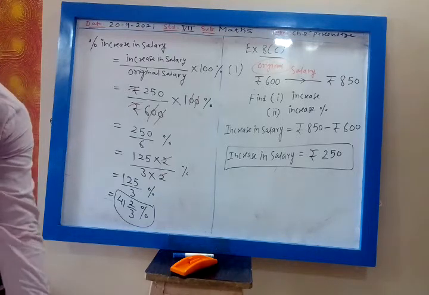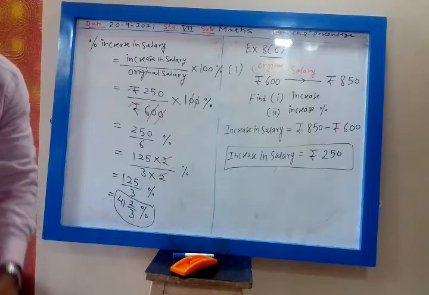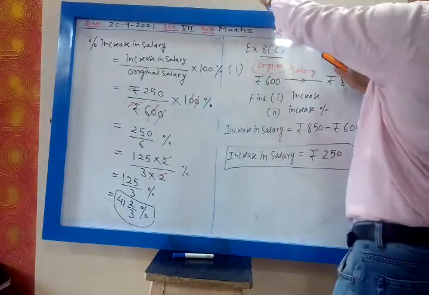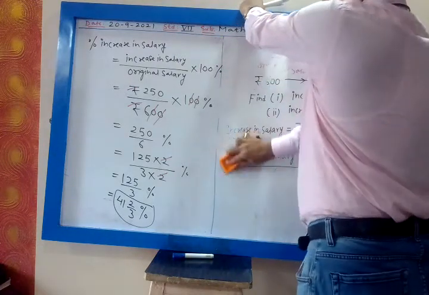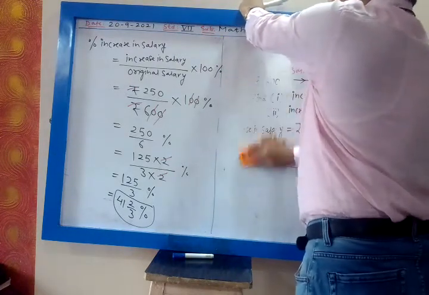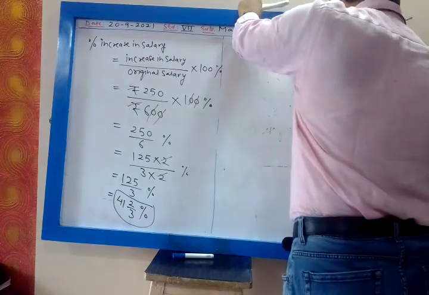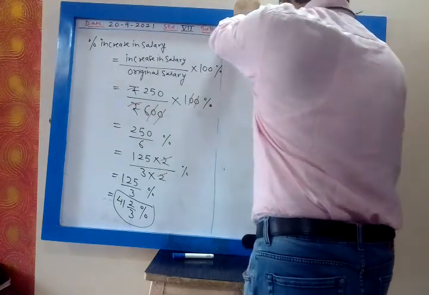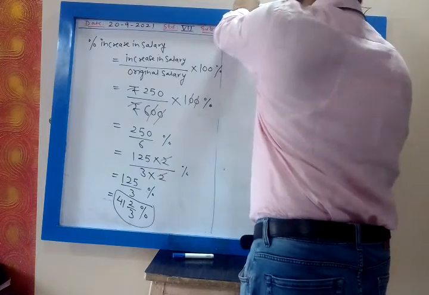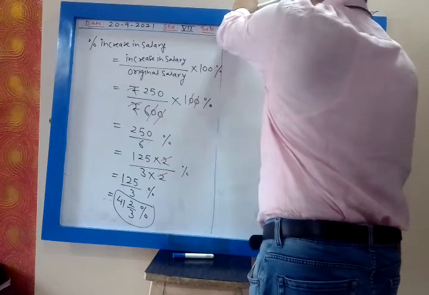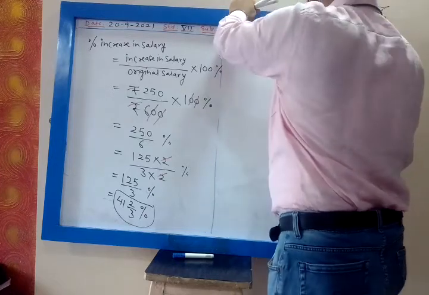Is it clear? Yes, very good. So, to find percentage increase, we write increase upon original multiplied by 100. Percentage decrease will be decrease upon original multiplied with 100. So these two formulas you write.